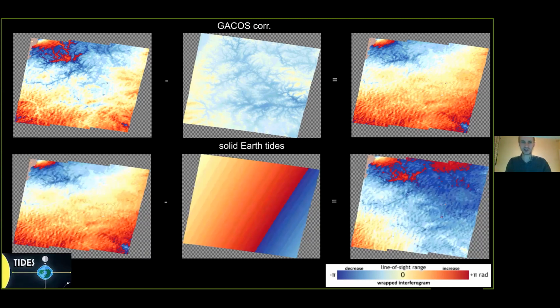We can actually get rid of this ramp by correcting for solid earth tides that have a small but real influence. And this is the result. Don't be afraid of the red parts in blue. Actually, if you take a look at the scale, it's not that big a difference between them.